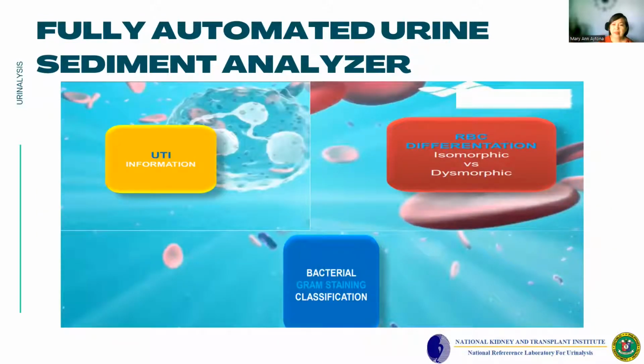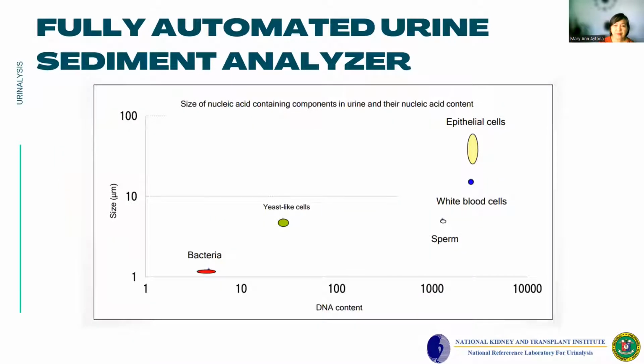The fully automated sediment analyzer will give the following information: UTI, RBC differentiation, if isomorphic or dysmorphic, and the bacterial gram staining classification. The size of the nucleic acid containing components like white blood cells, epithelial cells, yeast-like cells, spermatozoa, and bacteria are measured by flow cytometry, and the amount of nucleic acid content is also determined.